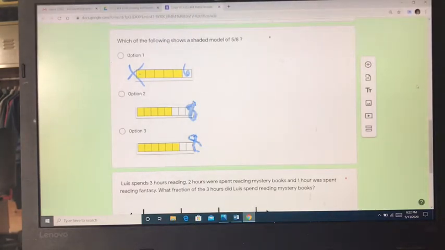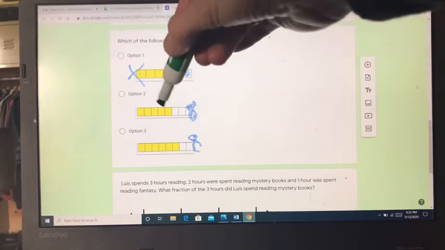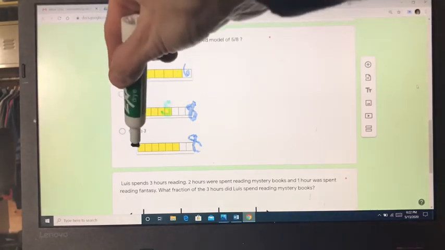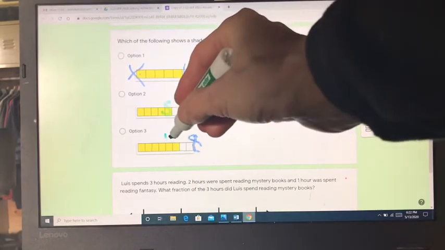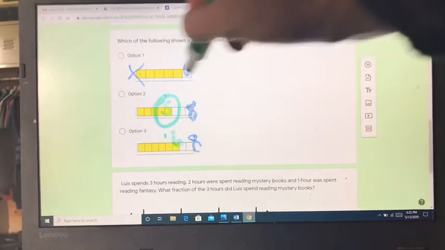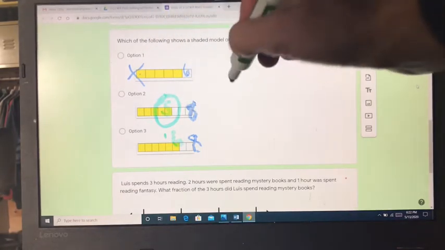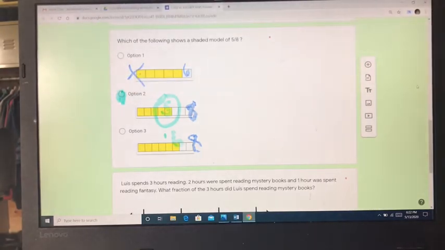Now I need how many are shaded. So on option 2, I have 1, 2, 3, 4, 5 shaded. Let's double check on 3. I have 1, 2, 3, 4, 5, 6 shaded. All right. So I need to match 5 shaded out of 8. So option number 2 is the correct answer.